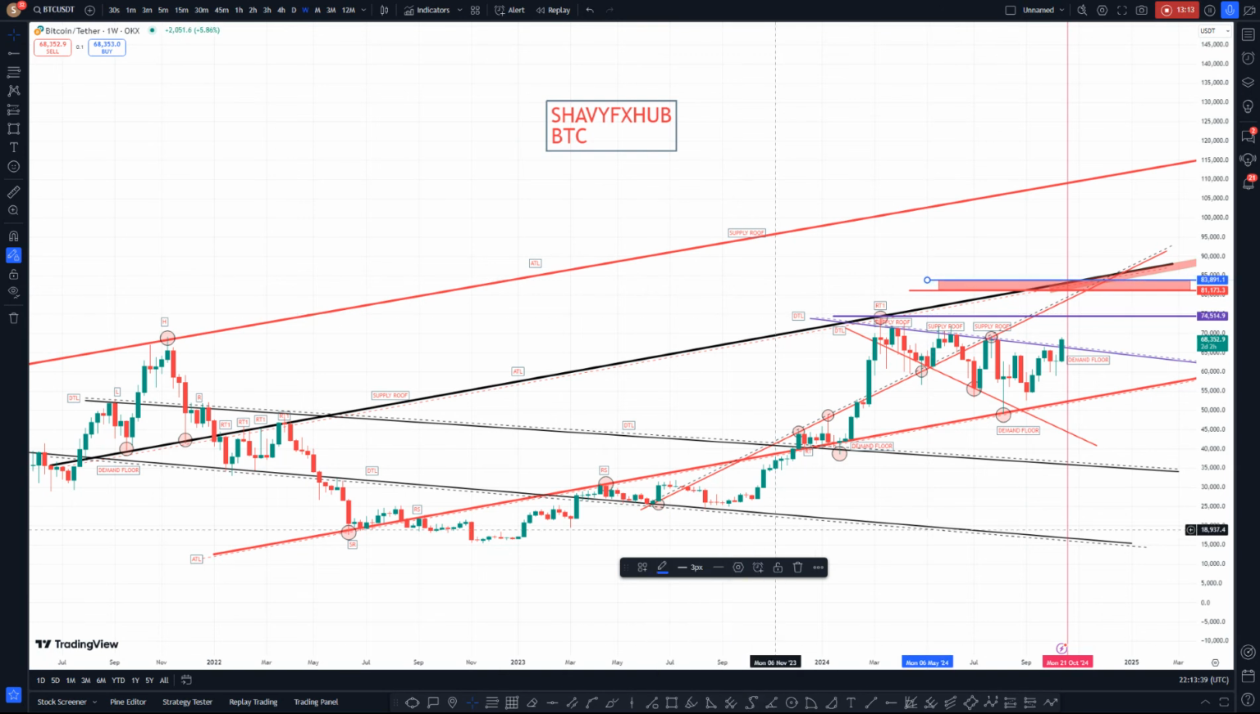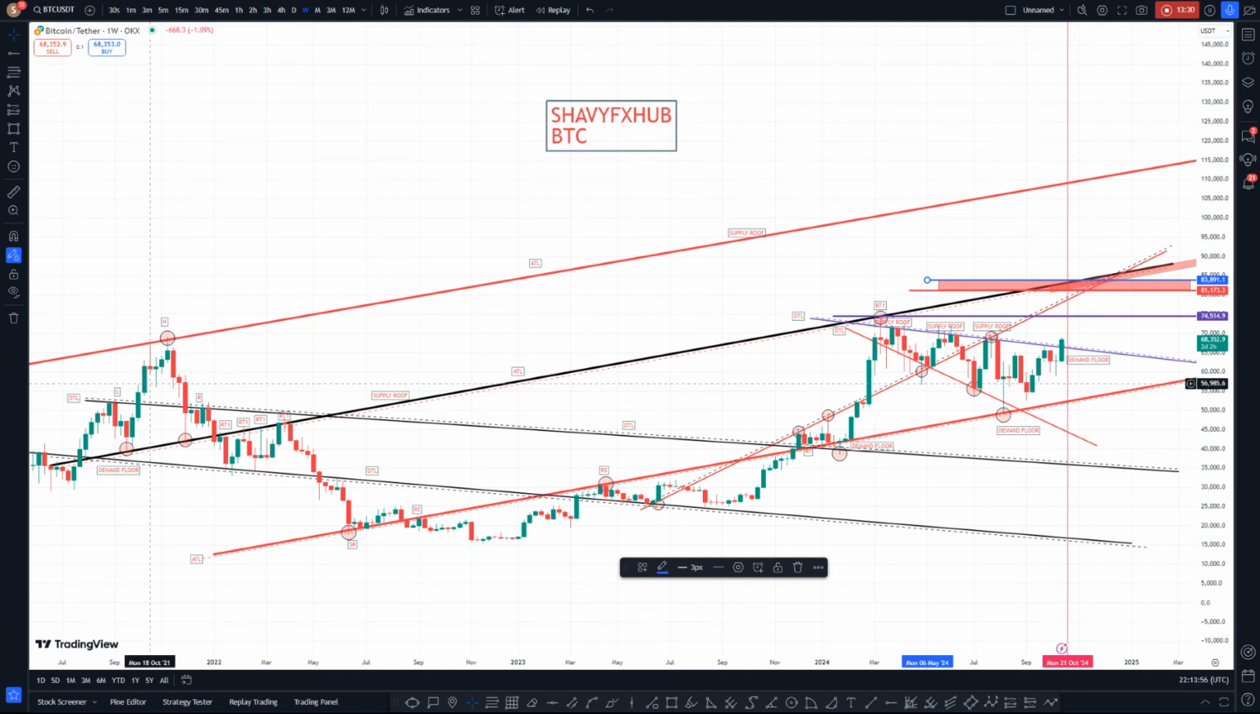So we have 83,891.1 into 81,173.3. You will have a massive sell drop. That will be another touch to the head and shoulder structure which we had in 2021.